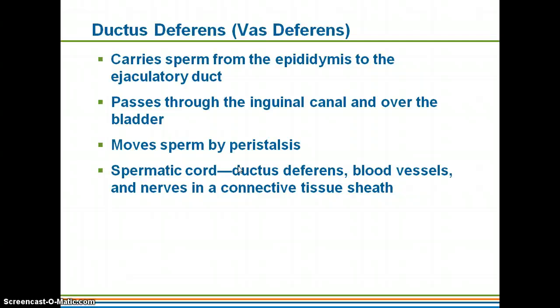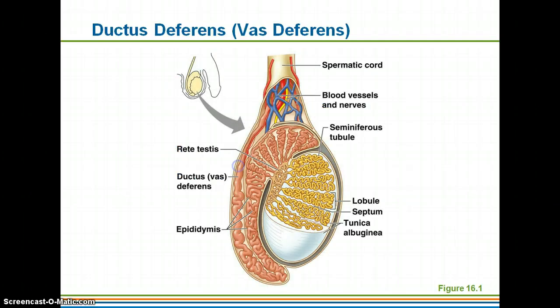The vas deferens pass through the inguinal canal, so in the pelvic region, and like I said before, over the bladder. Sperm will move by peristalsis. We've seen that word before. We talked about peristalsis like in your esophagus and in your intestines. Peristalsis is a wave-like motion of smooth muscles that are going to help push things through. So it travels the exact same way within the vas deferens.